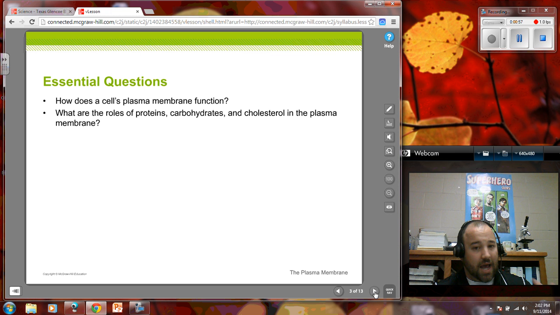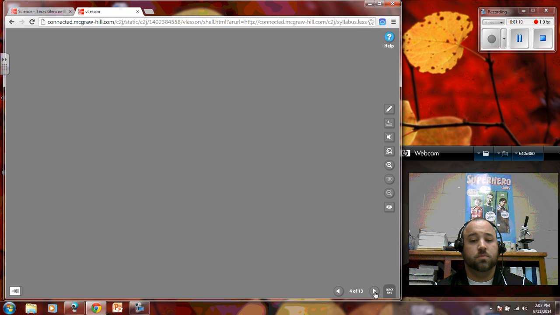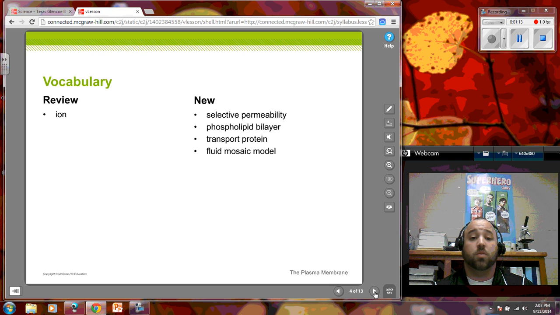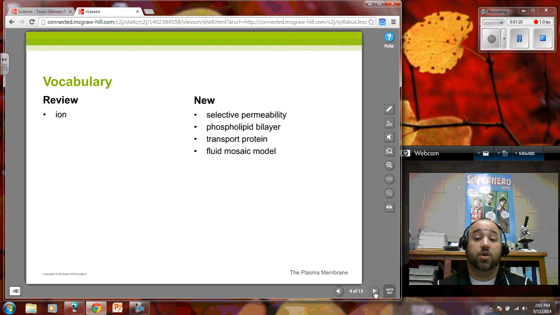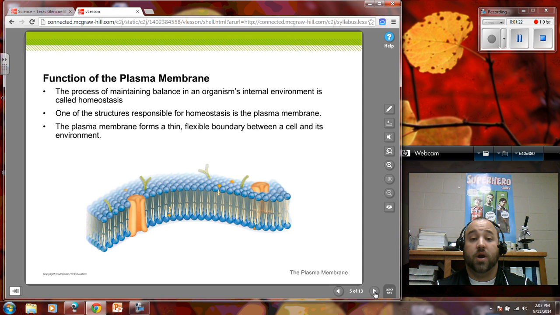So how the plasma membrane functions is one thing we're going to discuss here. And what are the roles of proteins, carbohydrates, and cholesterols, which, if you don't remember, are lipids in the plasma membrane? What are those roles? These are your vocabulary words. We have a review, the ion. It's new words. Selective permeability is huge. Phospholipid bilayer, huge. All of those are huge. Just pay attention to them, okay? Make sure you're getting it.